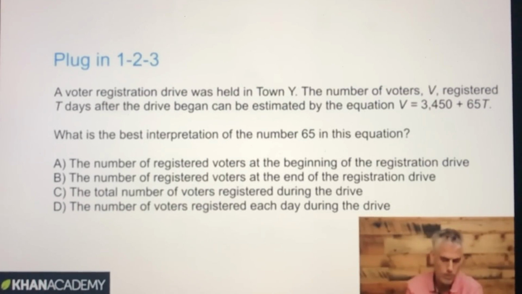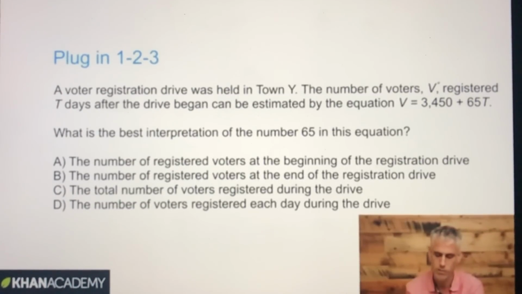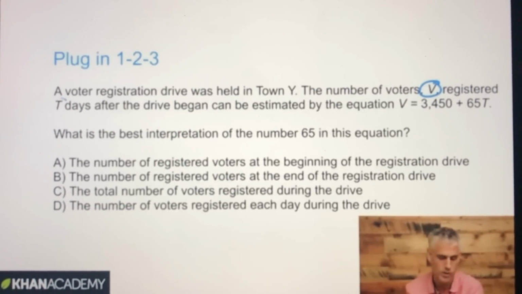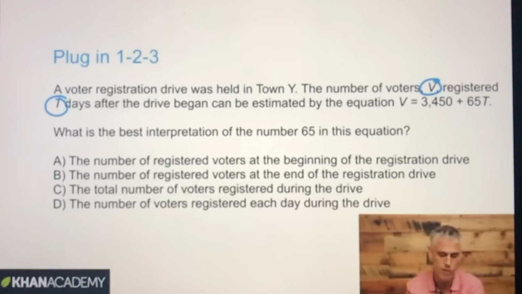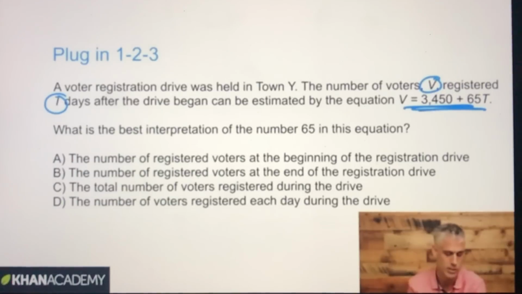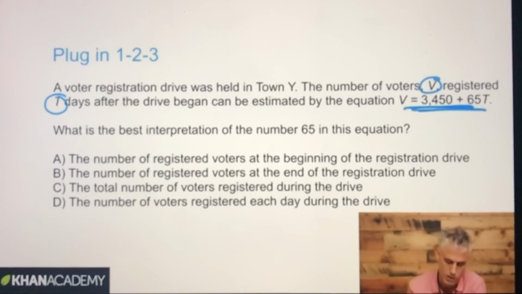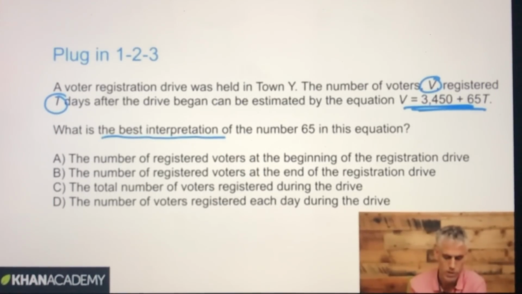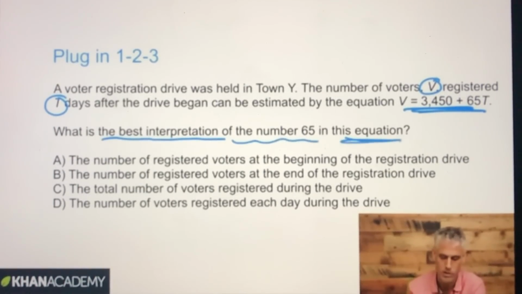A voter registration drive was held in town Y. The number of voters, V, registered T days after the drive began can be estimated by the equation V equals 3,450 plus 65T. The question is, what is the best interpretation of the number 65 in this equation? Best interpretation of some component of an equation.